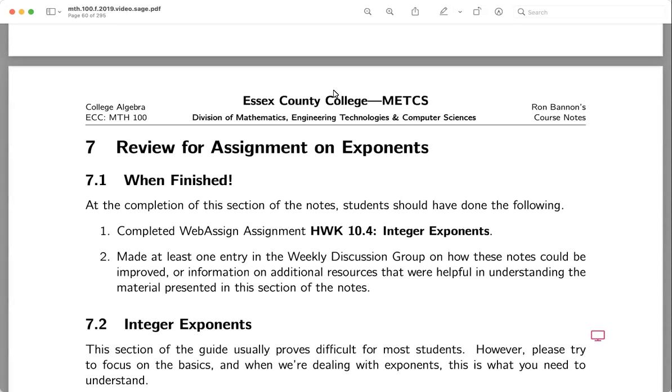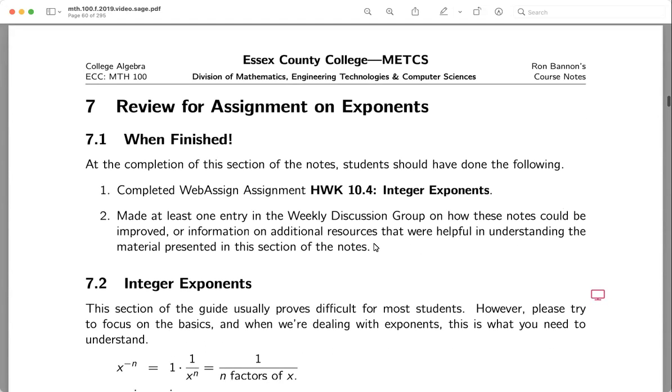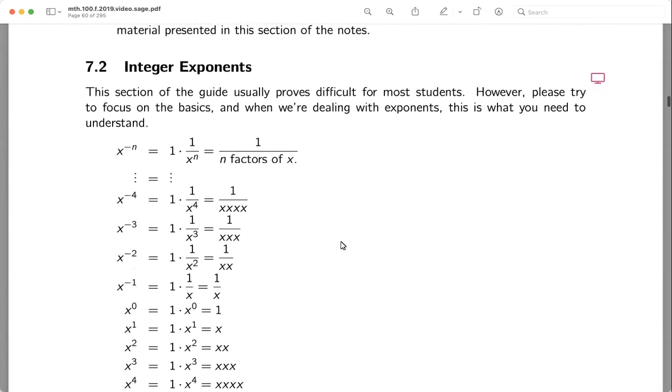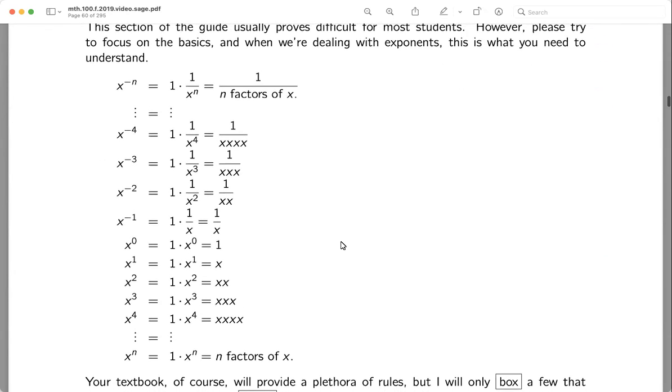Okay, we're in section 7 now, and section 7 is the material on integer exponents. Just a brief overview. We'll discuss what an integer exponent is, the meaning of it, and then we'll talk about some rules associated with it.